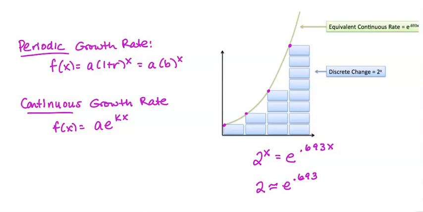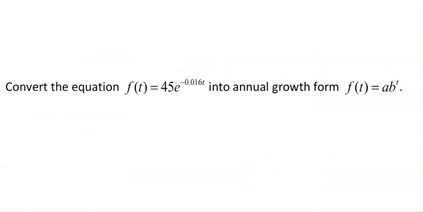So looking at our two equations, to be able to find an equivalence between periodic and continuous growth rate, notice that they both have an a, and they both have an x in the exponent. So we're looking at the part that is different, and that's where we're going to be looking for making a connection. So either 1 plus r or b will be equal to e to the k. That's going to be our conversion factor. Either 1 plus r equals e to the k, or b equals e to the k, since 1 plus r is equal to b.